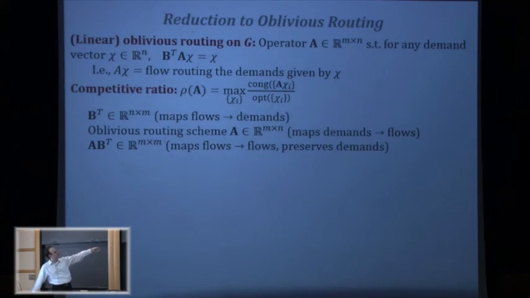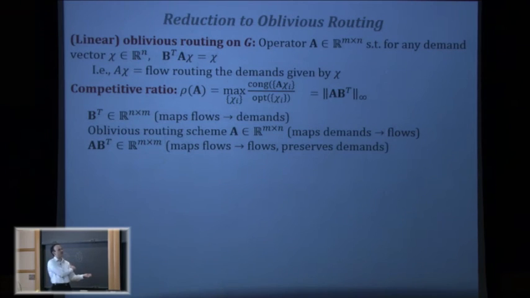B transpose maps flows to demands. The oblivious routing scheme A maps demands to flows. So if you want to look at flows to flows, you get A B transpose, which maps flows to flows in a way that preserves demands. I claim the competitive ratio is just the infinity norm of the matrix A B transpose. Roughly, you take the actual optimal flow, feed it through A B transpose, and look at how bad that is.